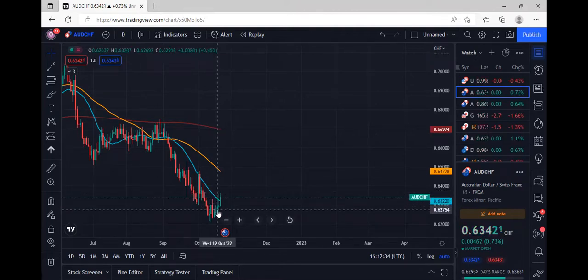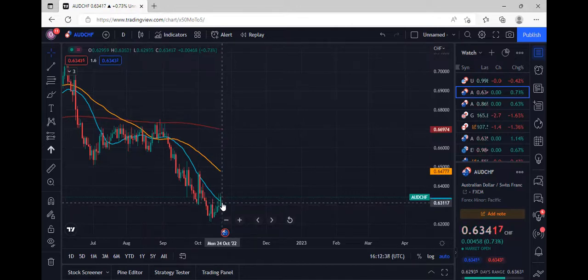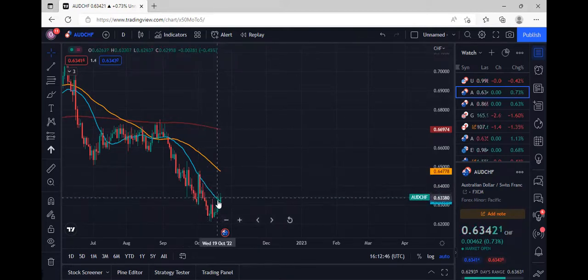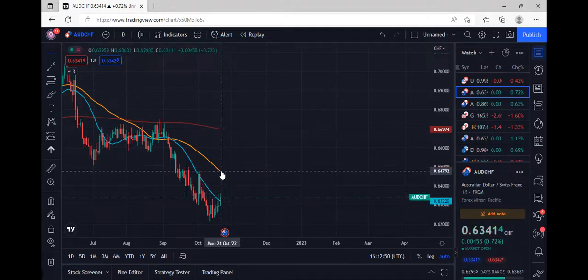That was yesterday. It closed below, but today we can see that another candle is just about to close above this particular blue moving average. Once price closes above this blue moving average, we'll be buying the market until we reach this yellow moving average, which is our 50 moving average.